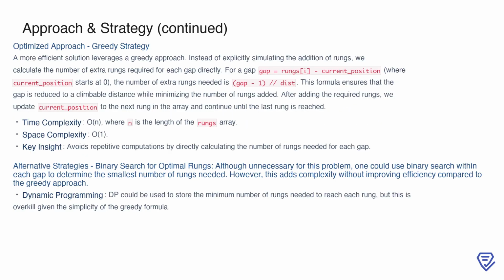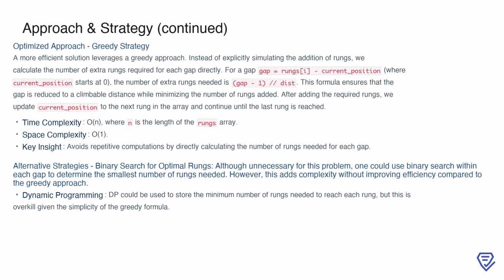A more efficient solution employs a greedy strategy. Instead of manually simulating the addition of rungs for each gap, we directly calculate the number of extra rungs required. Let's say the gap between the current position and the next rung is gap = rungs[i] - current_position, where the current_position starts at 0. The number of rungs needed to bridge this gap can be calculated using the formula (gap - 1) // dist.